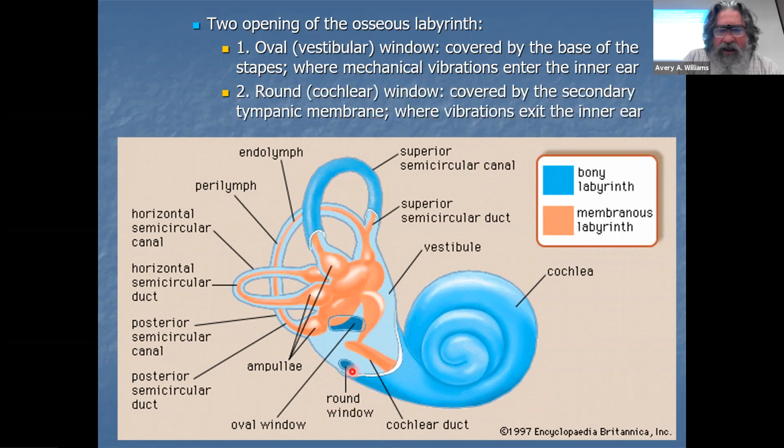There's also a round window right here underneath it. It's also called the cochlear window because it's at the base of the cochlea. It's also covered by a secondary tympanic membrane. And most books will explain that it's where the vibrations exit the inner ear. Like vibrations are coming in here, and they travel down the cochlea, and then they come out here, something like that.